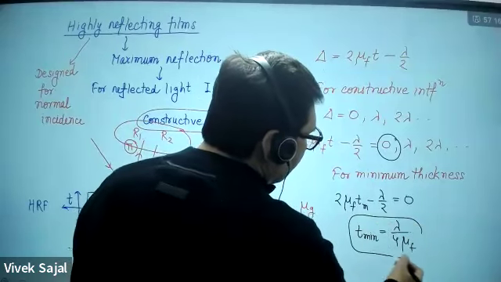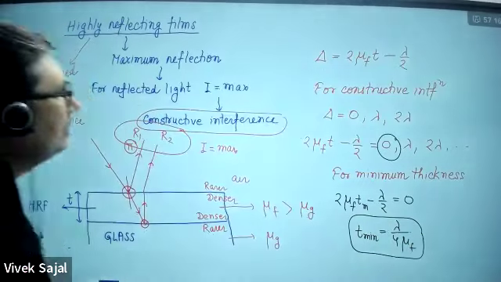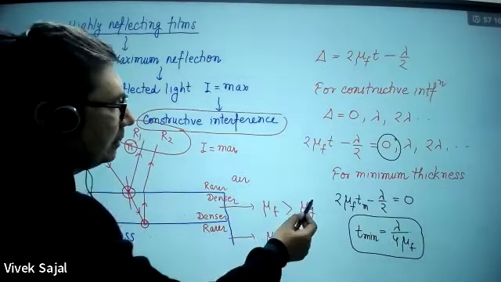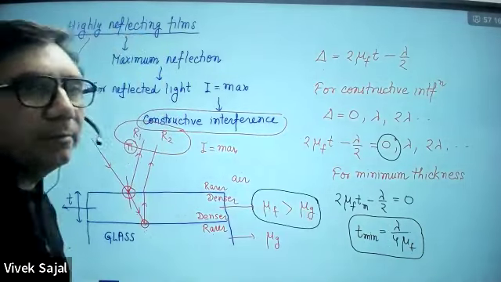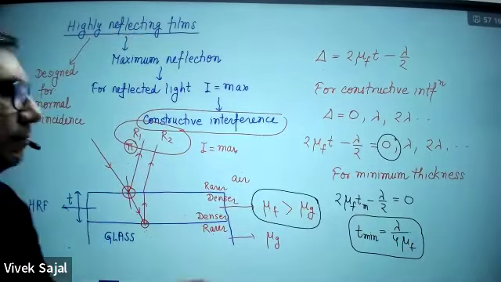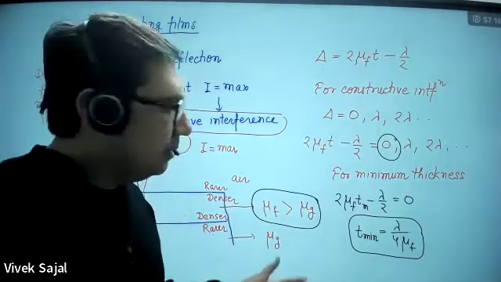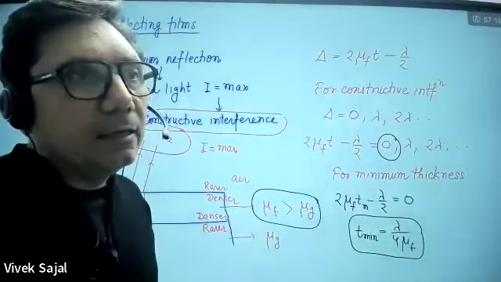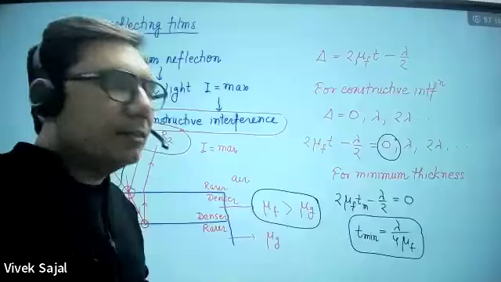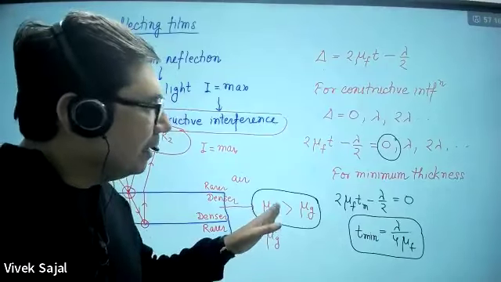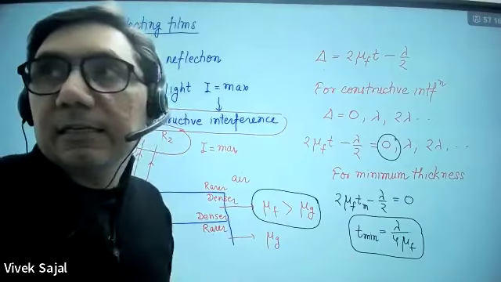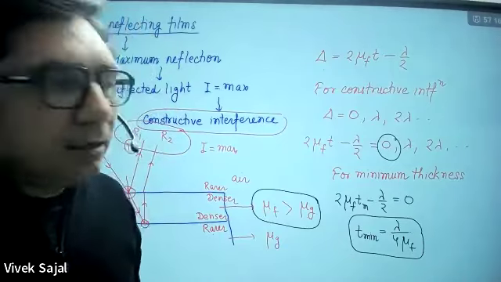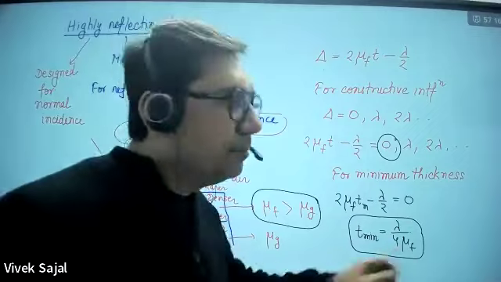But remember, there is a basic difference: here this condition is present, that mu f, the refractive index of the film, is greater than the refractive index of the glass. Okay? Here, this is the condition. In case of anti-reflection film, this mu f was less than mu g. So that's the basic difference. Otherwise, the thickness formula will be same here.